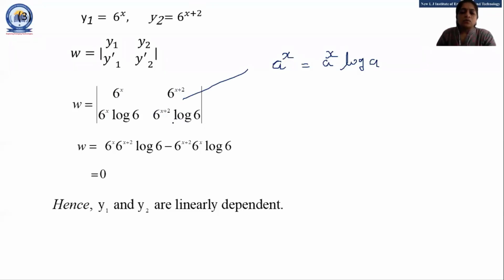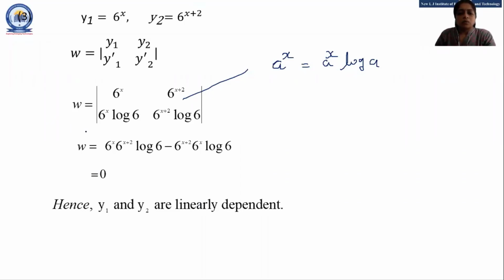Okay. Now for the solution of this determinant, 6 raised to x into 6 raised to x plus 2 log 6 minus again 6 raised to x plus 2, 6 raised to x into log 6. So our final answer is 0. So our both solutions are linearly dependent. So students, this topic is really a very easy topic. They can ask this type of example for 2 to 3 marks only.